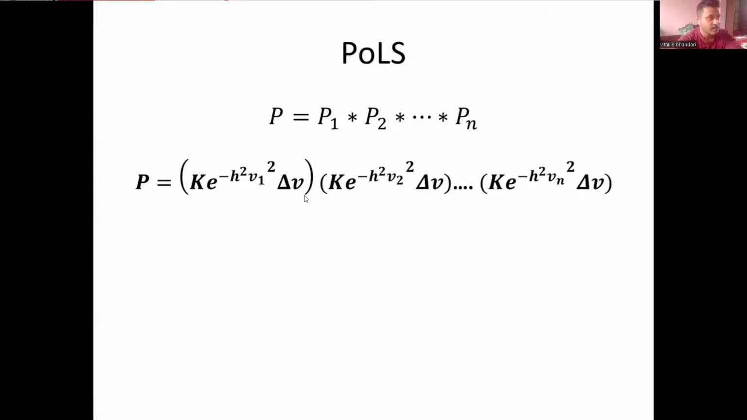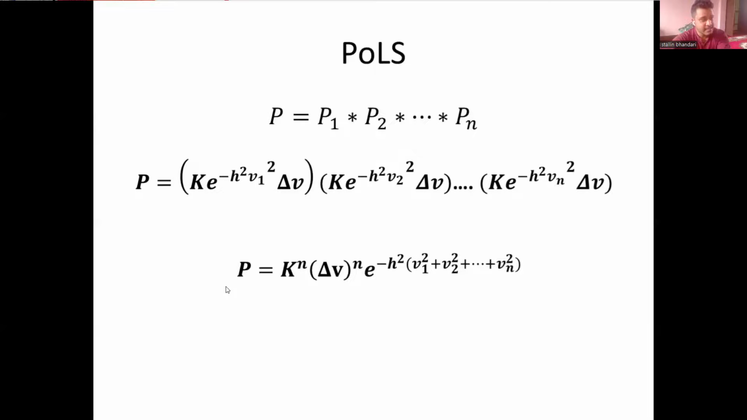So on for this is P1, this is P2, so on for Pm. Now we can simplify this to this equation. There are n k's, so k has been raised to power n, and there are n delta v's, so delta v is also raised to power n. Similarly, from the law of exponential multiplication, we create this.